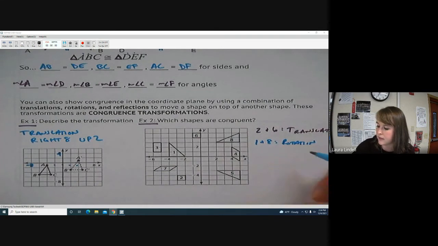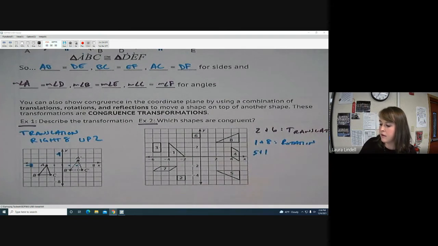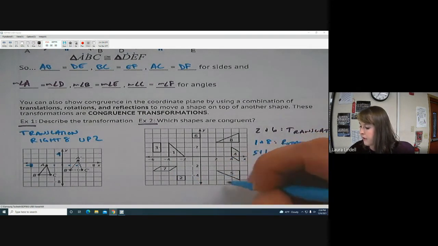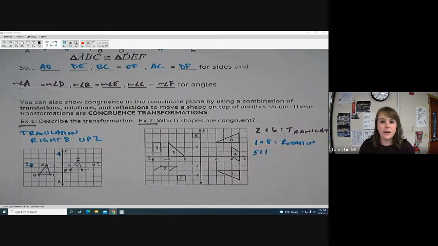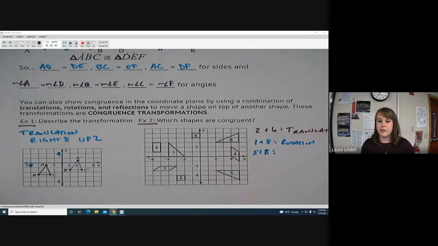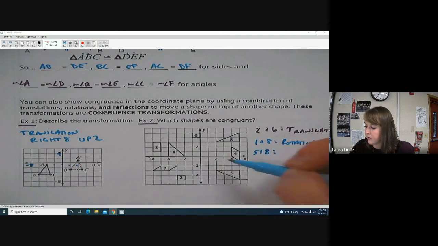Or let's see, how about 5 and 1? That one would be a little bit trickier because you'd have to rotate 5, but you'd also have to reflect it. So you could do 5 and 1, or you could do 5 and 8. And then there's something that we could notice here after we talk about 5 and 8. 5 and 8 is more of a reflection over the x-axis, to be specific.